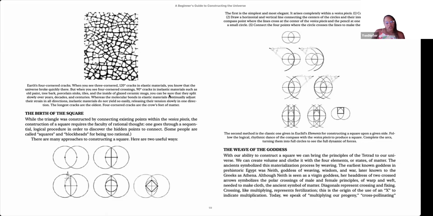While the triangle was constructed by connecting existing points within the Vesica Pisces, the construction of a square requires the faculty of rational thought. One goes through a sequential logical procedure in order to discover the hidden points to connect. Some people are called squares and blockheads for being too rational. There are many approaches to constructing a square. Here are two useful ways.